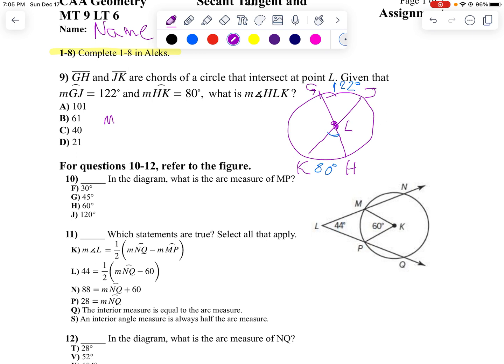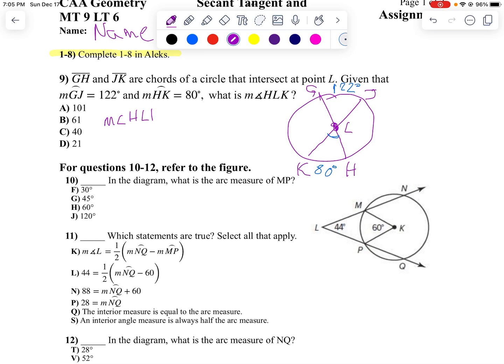The measure of angle HLK is going to be, since they intersect inside, the average of our two arcs. So I'm going to take 122 plus 80, and I'll divide that by 2. Well, 122 plus 80 is 202. Divided by 2, we'll get 101 degrees.